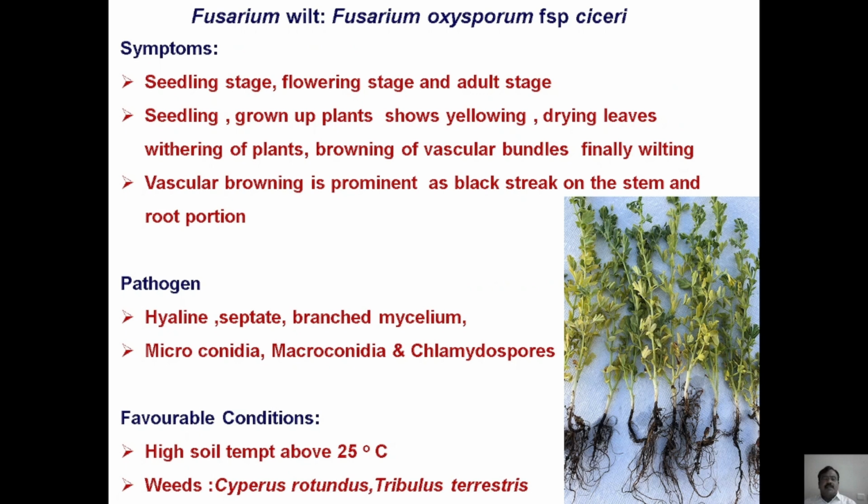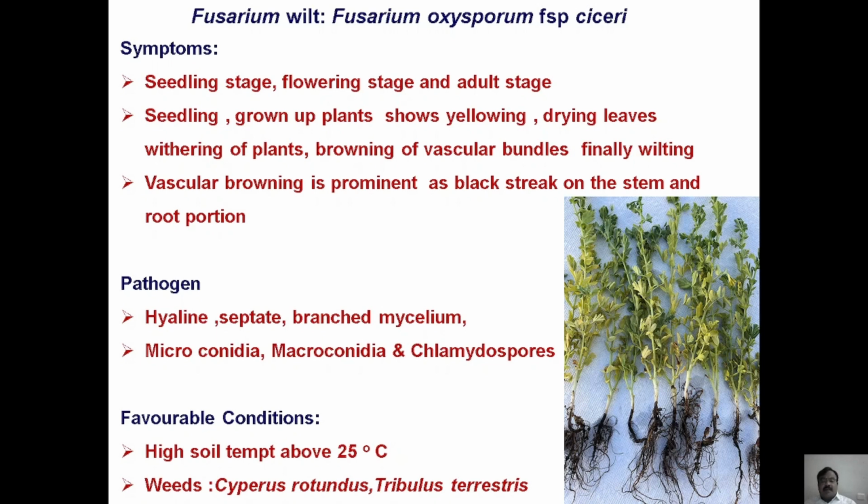So browning of vascular region is also a common phenomenon. This vascular browning is prominent as black streak on the stem as well as internal portions of the stem and root. The pathogen produces hyaline, septate, highly branched mycelium, and the characteristic spores produced by Fusarium, which include macroconidia, microconidia, and chlamydospores. The macroconidia are fusiform or sickle-shaped, multiseptate, while the microconidia are single-celled, oval-shaped or spherical shaped, and chlamydospores which may be terminal or intercalary.